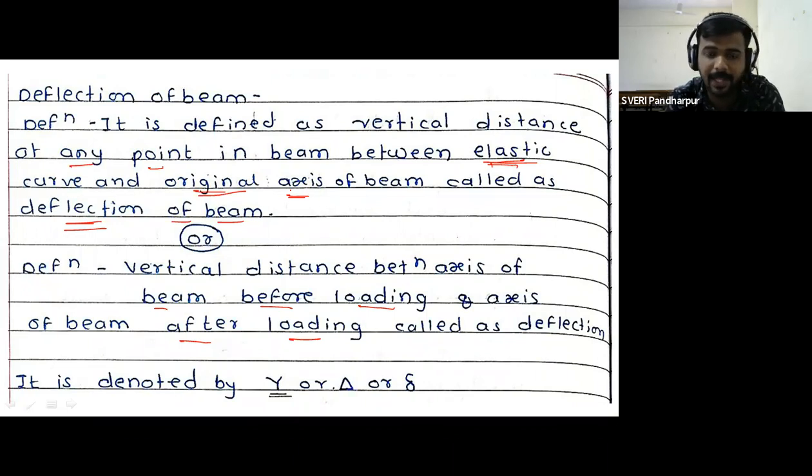It is defined as the vertical distance at any point in the beam between the elastic curve and the original axis of the beam, called the deflection of the beam. Or another definition: the axis of the beam before loading and the axis of the beam after loading, that is, the elastic curve and the original axis of the beam.